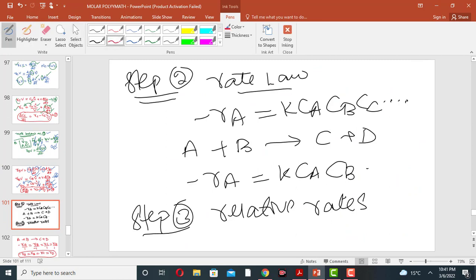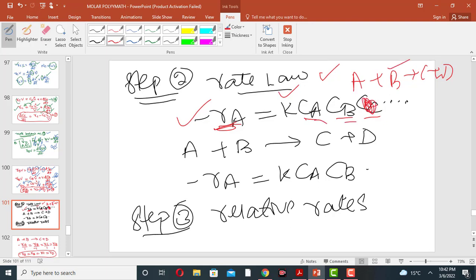Write the rate law. Suppose our reaction was A plus B gives C plus D. So the rate law for this reaction, the rate of change in concentration of component A, which is being consumed in the reactor, is k into CA CB. There are two reactants, so CA into CB. This is the rate law for an elementary reaction. Write the rate law.